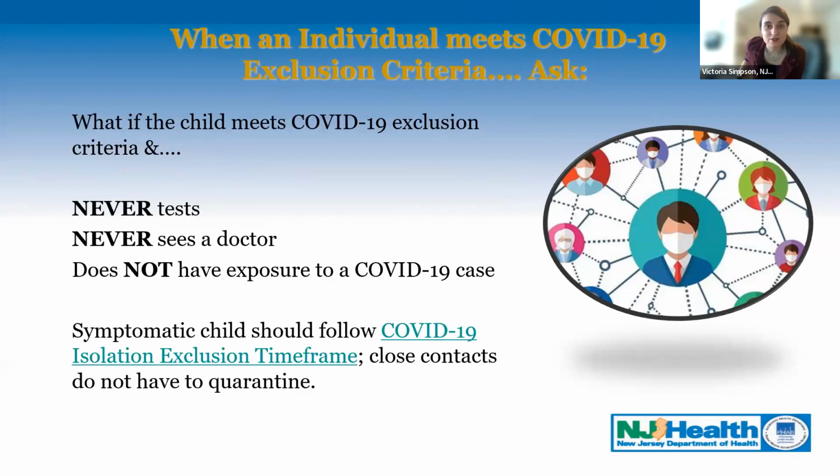So this slide that you see on your screen now is applicable when the community transmission is in moderate, high, or very high. So this is going to be applicable to all childcare centers as of today, because we don't currently have any regions of the state that are in low community transmission just yet. So when we have moderate, high, or very high transmission, if the child who meets COVID-19 exclusion criteria never tests, they never see a doctor, and they do not have any known close contact to a COVID-19 case, then that child should follow COVID-19 isolation guidelines, but the close contacts would not need to be quarantined.